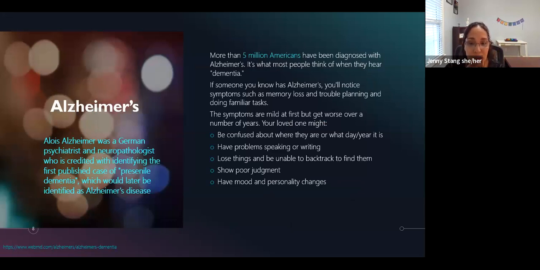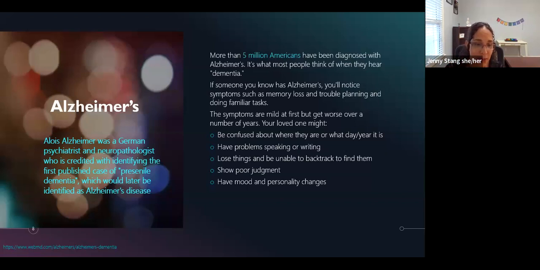So your loved one might be confused about where they are, what day or year it is, have problems speaking or writing, or lose things and be unable to backtrack to find them. They may show poor judgment, and they may have mood and personality changes. Okay, so these are just some of the symptoms that statistically start mild and then increase over time.